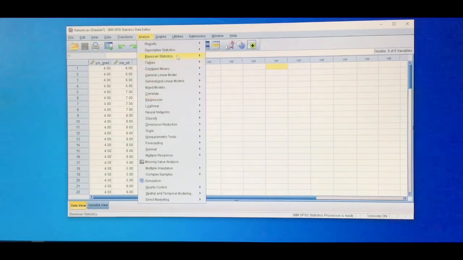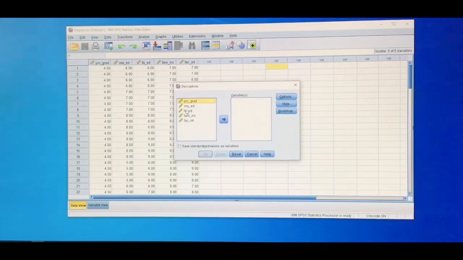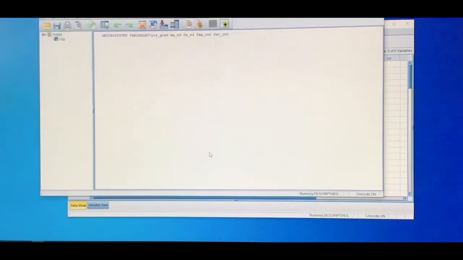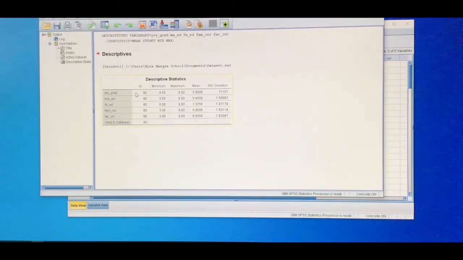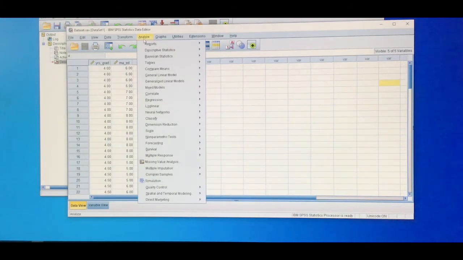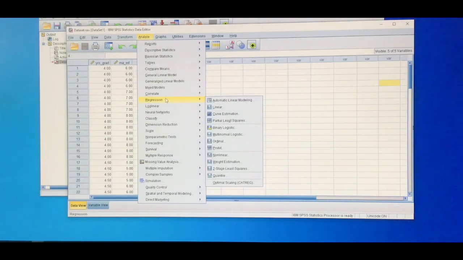Let's check on the descriptive statistics first. Let us select all. I have 80 data each, the minimum value and my maximum values. The mean value to graduate is 5 years. Our standard deviation is 0.71. Okay, it looks good. Now let's go and analyze our regression.